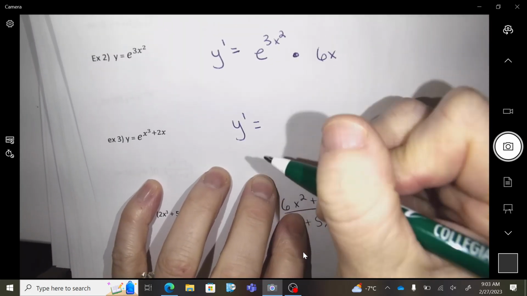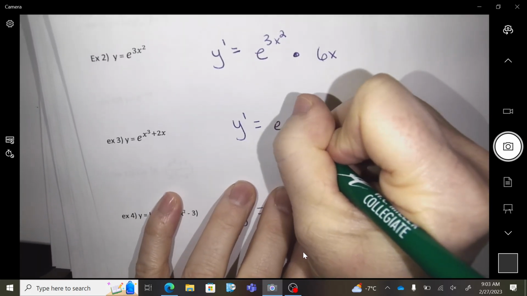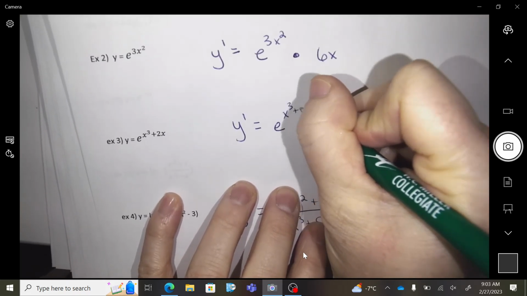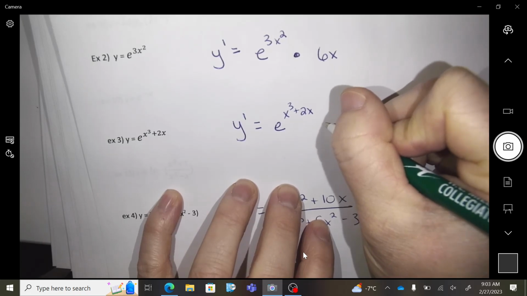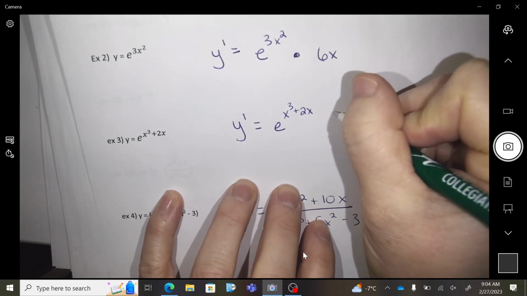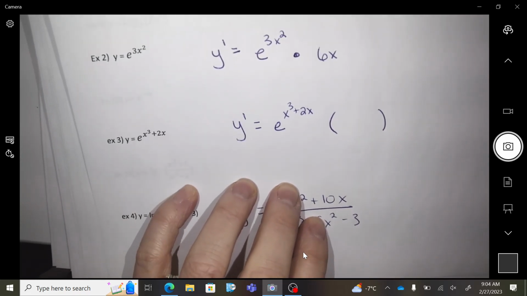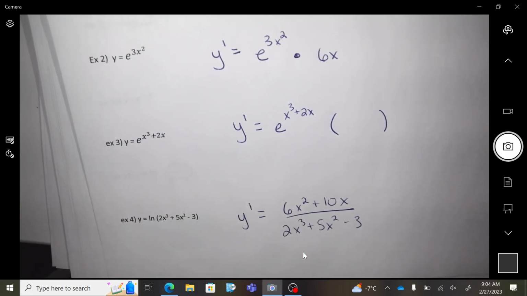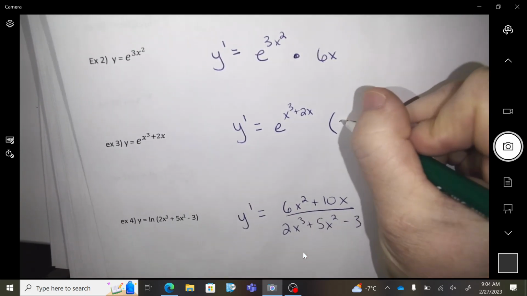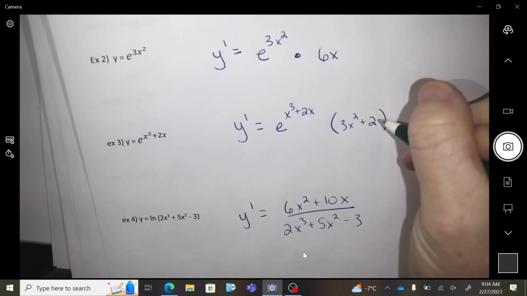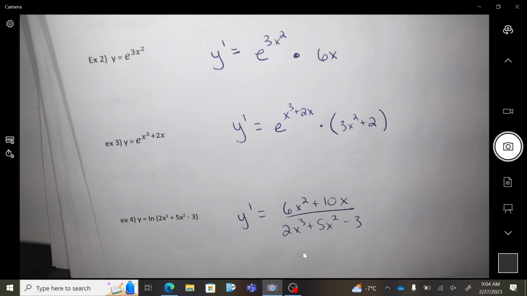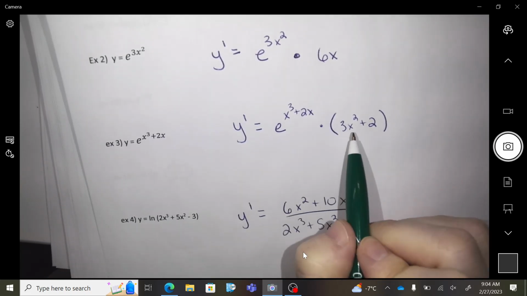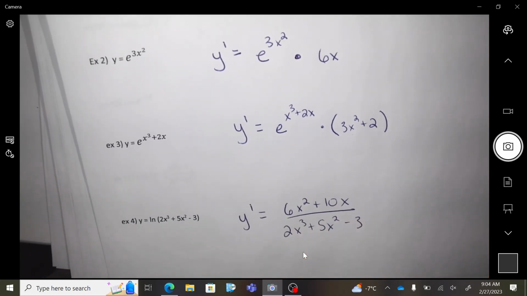Okay, number 3, you repeat what you see and then attach the derivative of the exponent, and it's important on this one that I put this in brackets so that it's timesing by 3x squared plus 2 as a unit, right? Does that make sense? The brackets would be important there. I can't just do it times this and then add 2 separately.